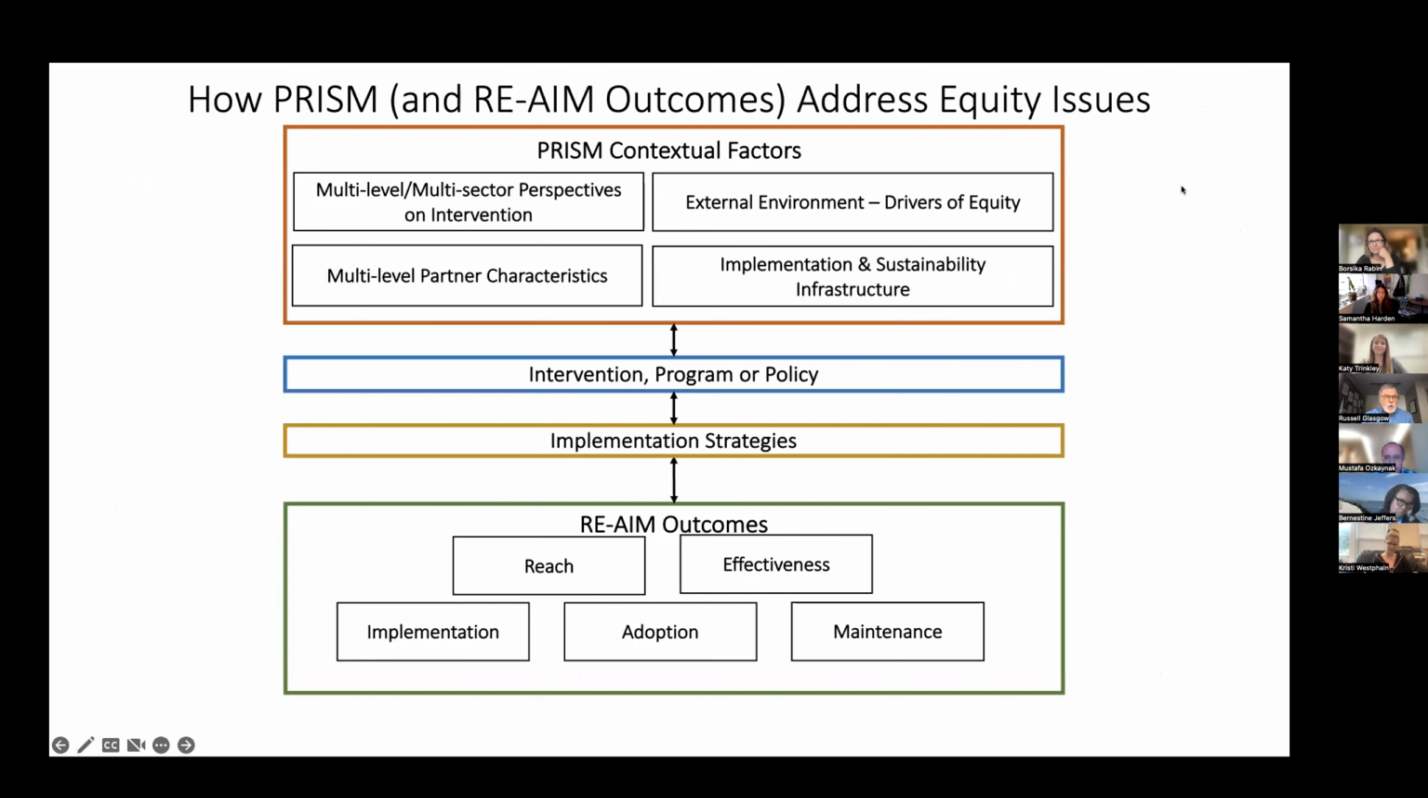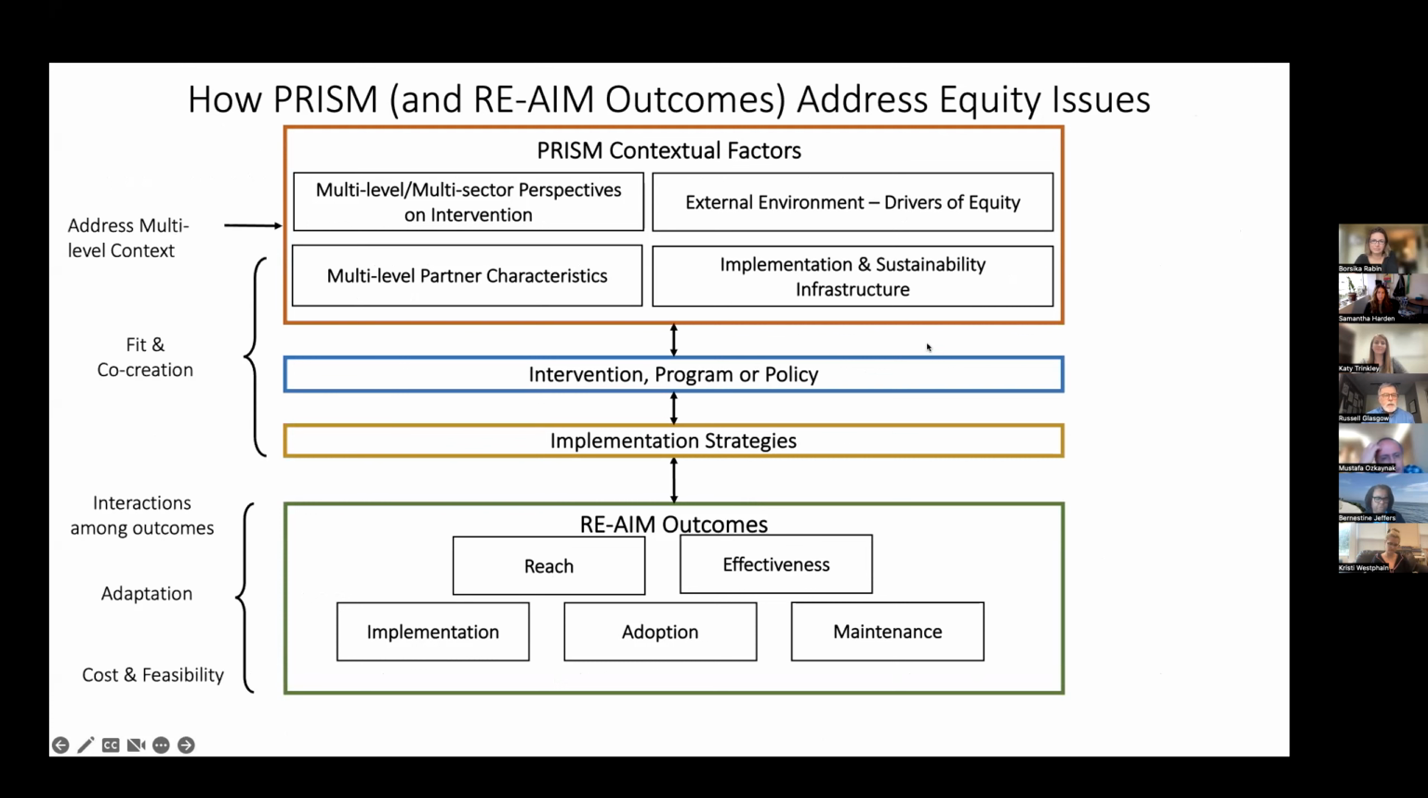Okay, we're going to return now to this model that I talked with you about, which shows PRISM context at the top, intervention, implementation, and then the RE-AIM outcomes at the bottom. But let's take a quick look through, starting with the next slide. On the left-hand side, some specific options that can be used. I illustrated some of these. First, top left, let's work our way down. Multi-level context is critical. As Borsika said, that can change over time. The notion of co-creation, we think, is really critical, and fit.